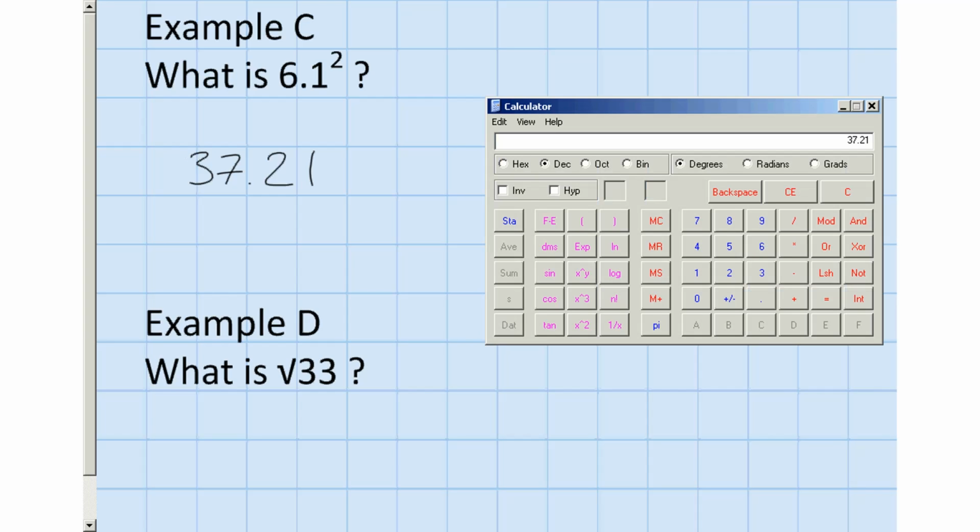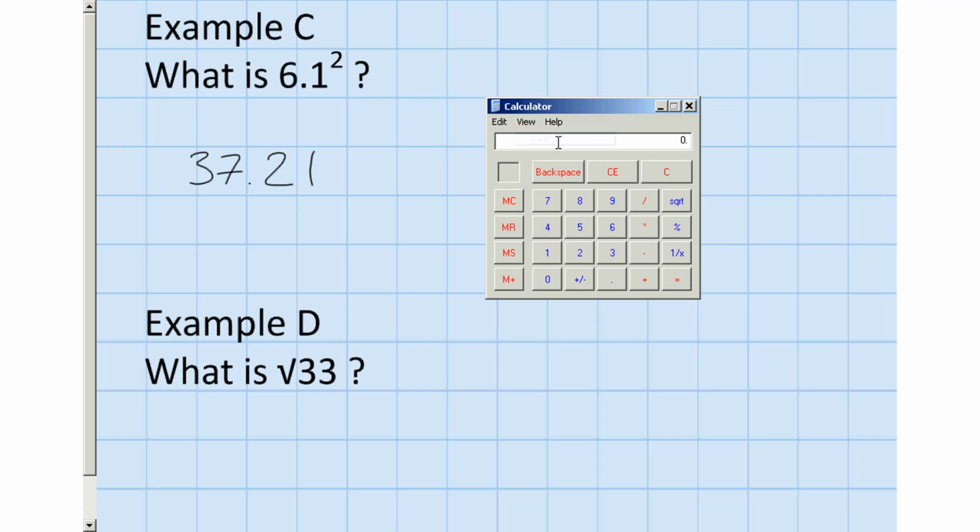An example of square rooting. What is the square root of 33? I'm actually going to switch back to the standard calculator so you can see this square root button is actually this top right blue button, SQRT on a calculator will look like the symbol. So square root of 33, type it in, square root is this. Now, we've not looked at rounding yet, we're going to look at that in topic 4. So for the time being, I'm just going to write the first digit after the decimal point. So the square root of 33 is 5.7.